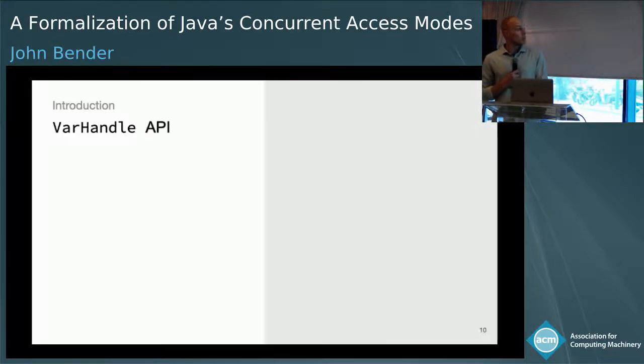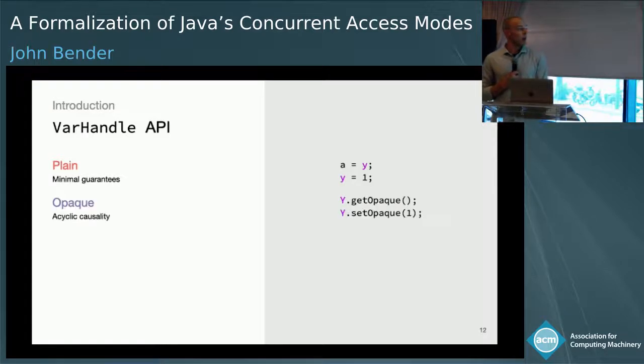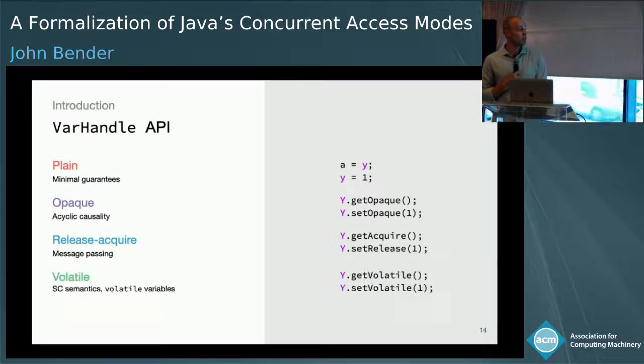A little more detail. The VarHandle API comes in these access modes, as I mentioned. It starts with a plain access mode, and this is just what you're used to looking at in normal Java code, which is variables. So in this case, the variable y is shared, and it's just accessed via normal reads and writes. Opaque mode, which is slightly stronger, gives slightly more guarantees. In particular, it gives this acyclic causality guarantee, which we'll talk about a little bit later. Release acquire mode, which you'll be familiar with from message passing, locks, this kind of programs. And then finally, volatile mode, which is basically the semantics of volatile variables, which pre-existed this API.